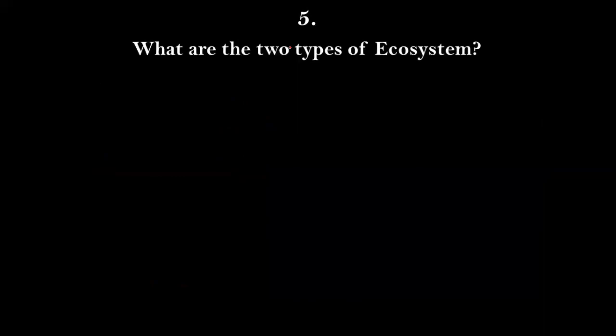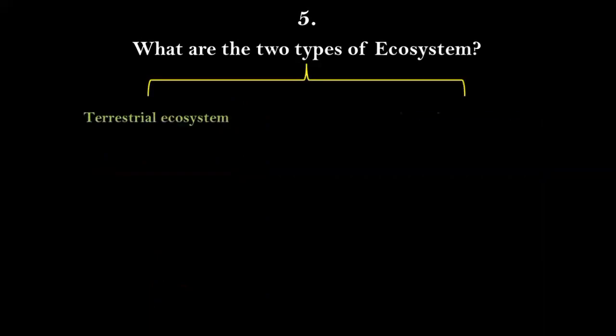Question number 5. What are the two types of ecosystem? We have two types of ecosystem, that is the terrestrial ecosystem and the aquatic ecosystem. The word terrestrial, biologically, means any living organism that lives and grows on land.